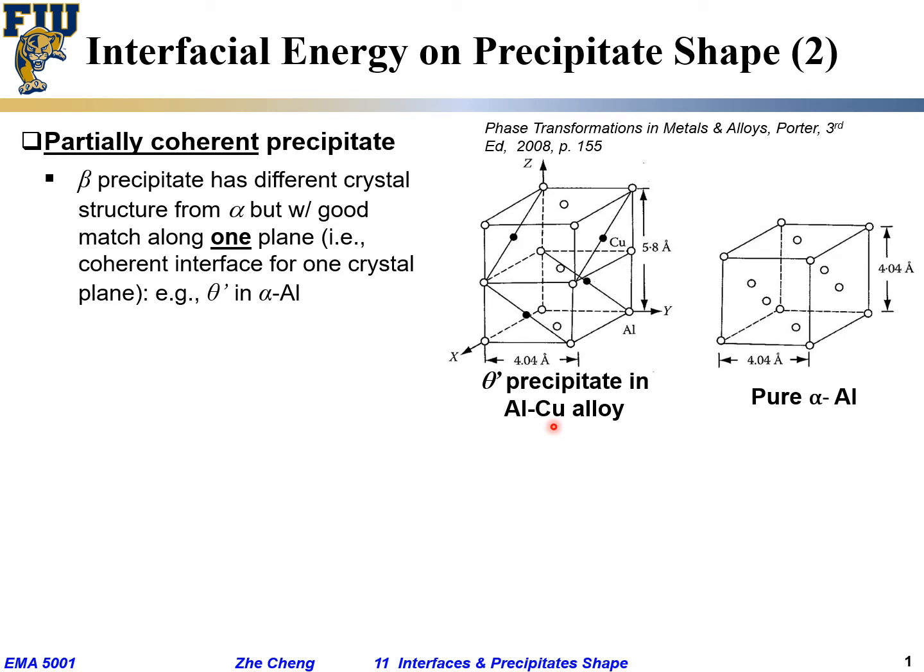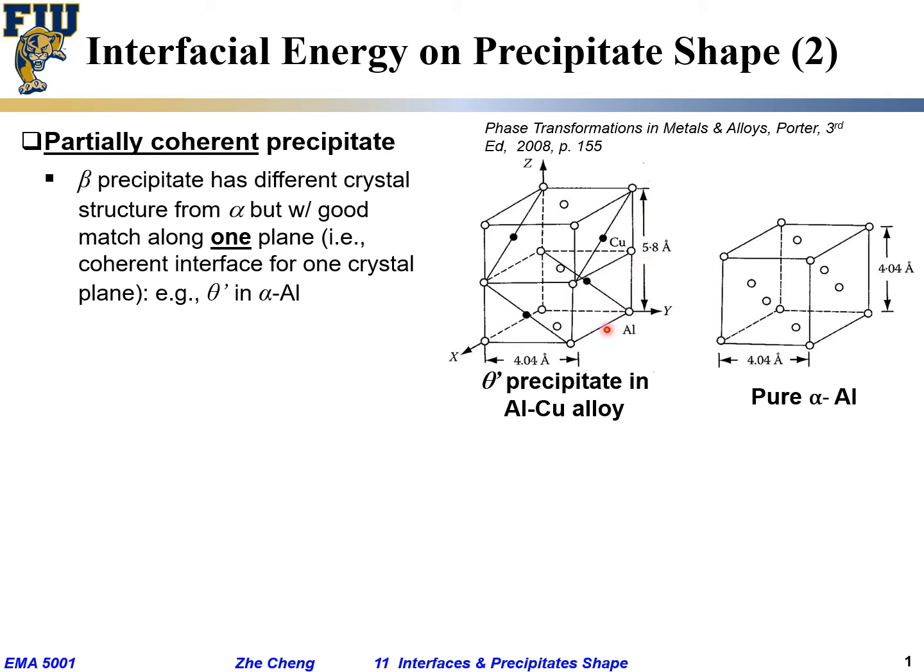Okay, now look at this unit cell for this so-called theta prime versus the FCC aluminum unit cell. Okay, look at the base. The unit cell for this theta prime, is that cubic or not cubic? Not cubic, right? The base is a square, 4.04, 4.04, but the height is 5.8, right? It's not really a cubic unit cell.